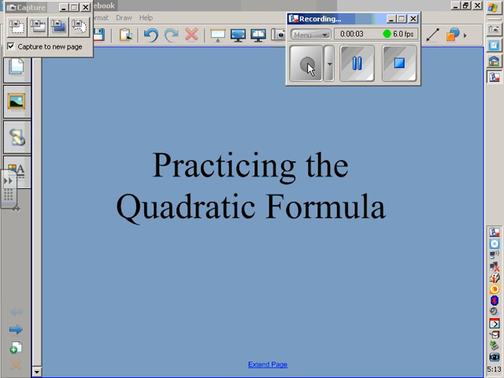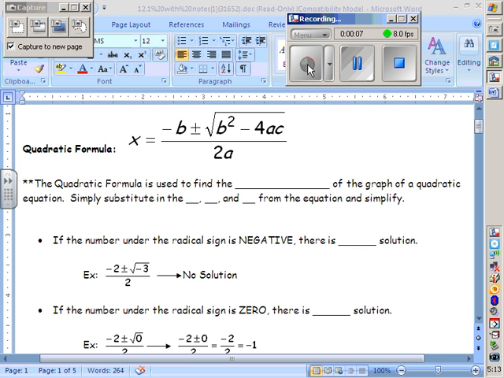In today's lesson, we will be practicing the quadratic formula. As you recall, the quadratic formula is x is equal to negative b plus or minus the square root of b squared minus 4ac, and all of that over 2a. We use the quadratic formula to find the solutions of the graph of the quadratic equations.